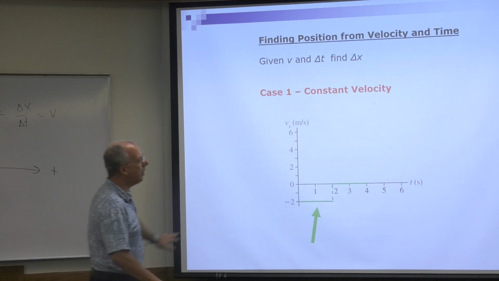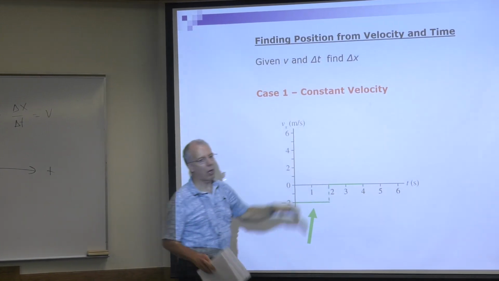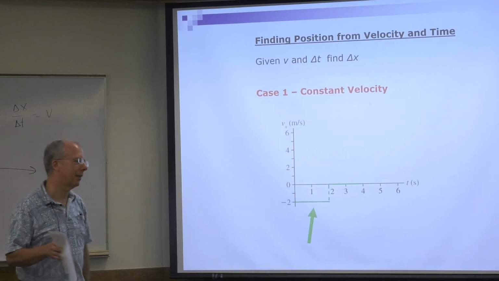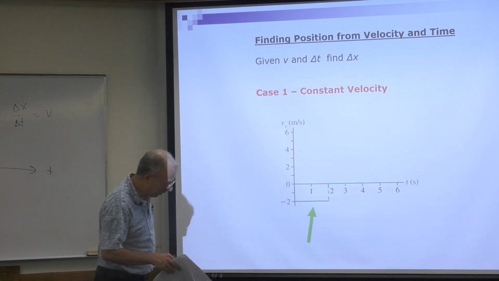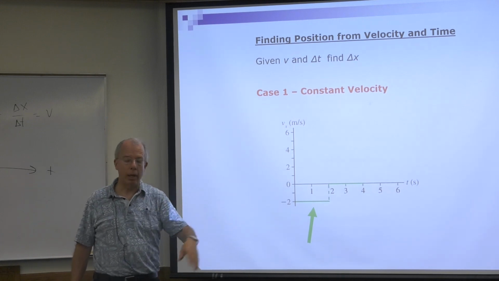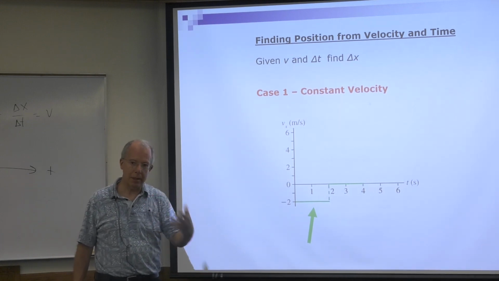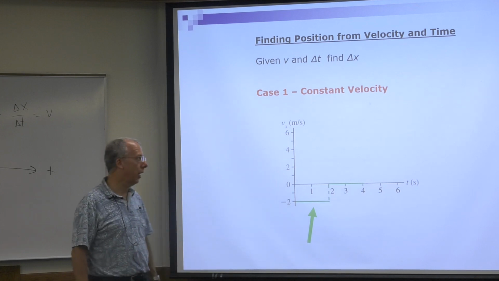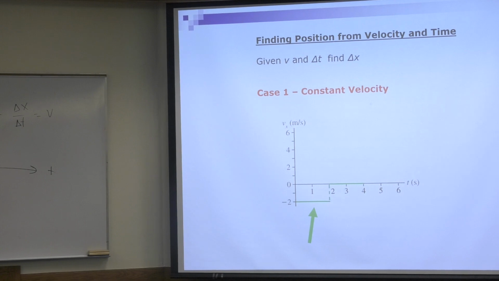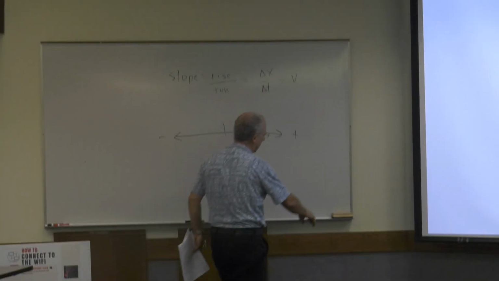Now, you already know this with constant velocity. If you run at 10 meters per second for 10 seconds, what's your new position? Well, 10 meters per second times 10 seconds, that's 100 meters. So your delta x would be 100 meters. Okay, so like I said, you already know that. But let's do it mathematically.